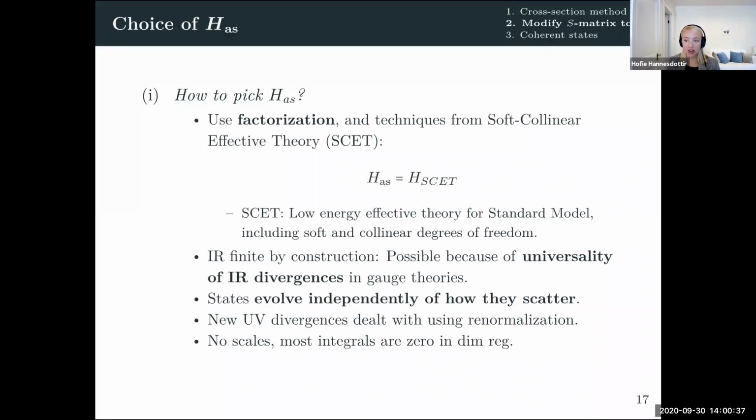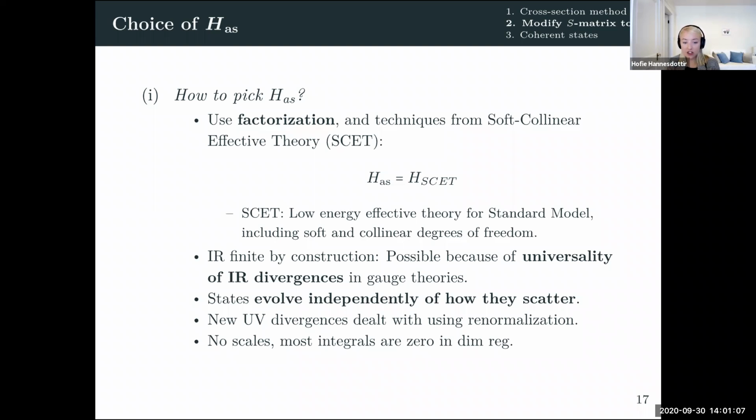The choice that we're advocating for in our papers from last year is to use factorization to our advantage and techniques that have already been developed in soft-collinear effective theory, or SCET. So for those of you who are not familiar with SCET, it's a low energy effective theory for the Standard Model, which is used a lot to predict quantities for colliders. And it includes the soft and collinear degrees of freedom of the theory.